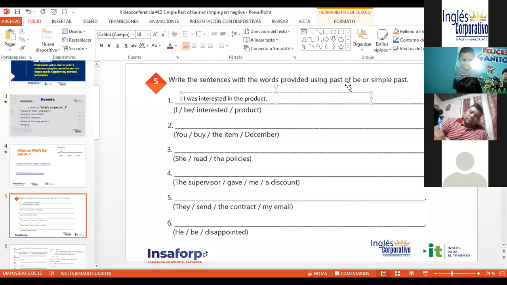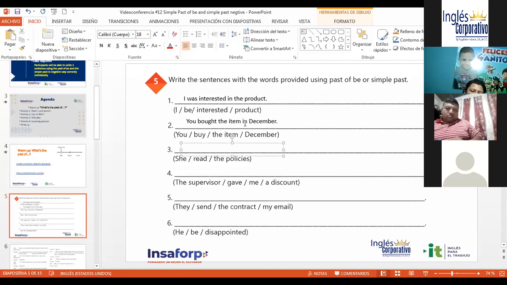Okay, what about the number two? You bought the item in December. Number three. On December. We use in December. When we say months or years, we use in. But if you say a specific day, for example, December 31st, December 24th, you use on because you are very specific. Okay.